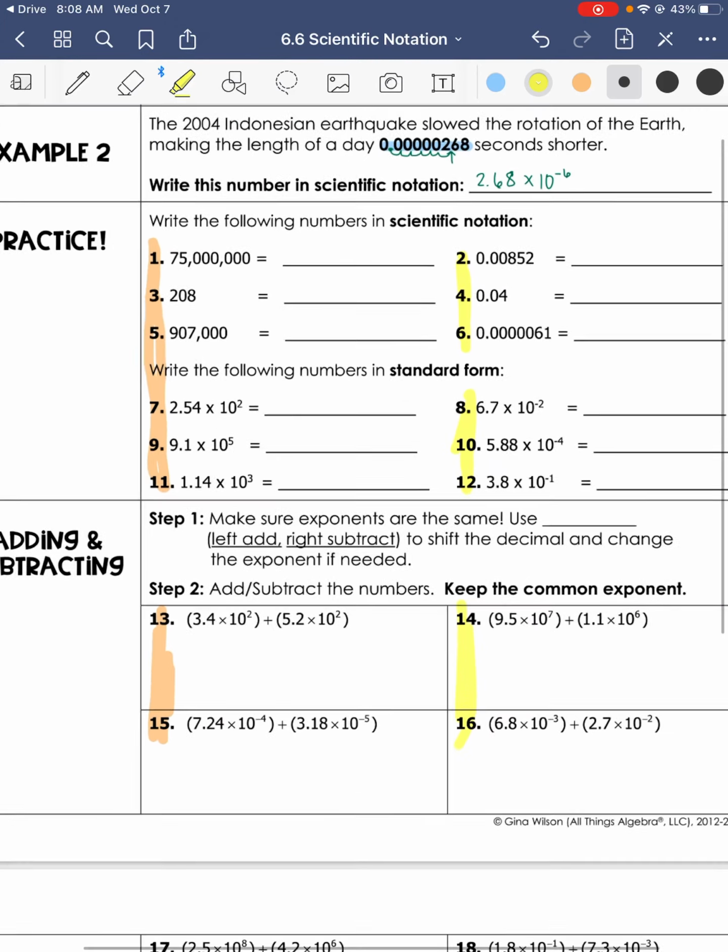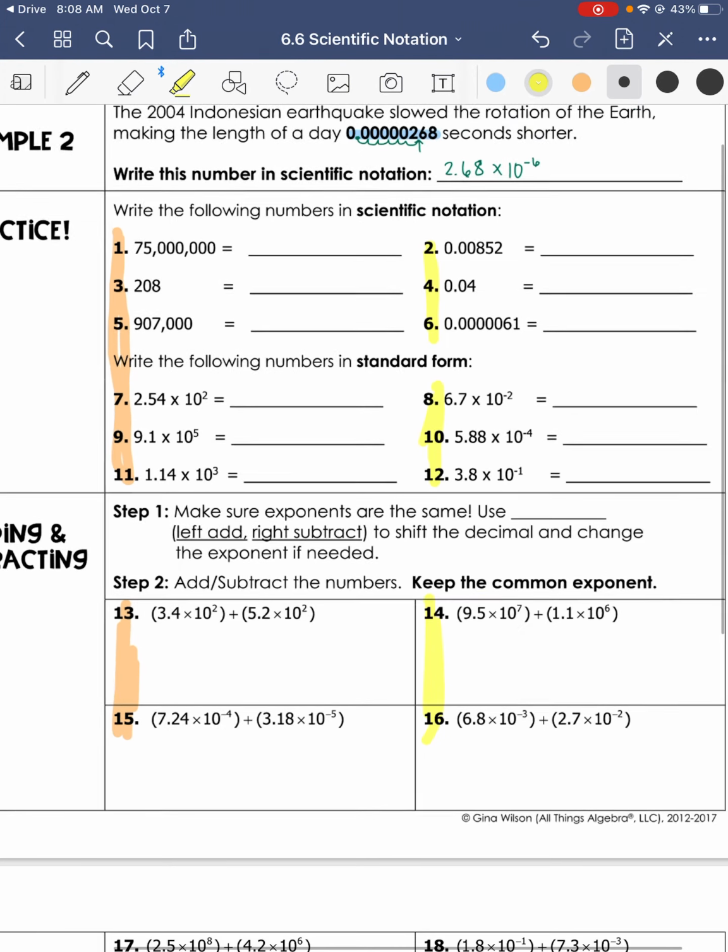Okay, so let's take a look at adding and subtracting numbers in scientific notation. We talked about this acronym yesterday, the LARS. So this is where this comes in. We have step number 1 here, make sure exponents are the same. When you're adding and subtracting, the exponents have to be the same. So you might have to change the exponents on one of your numbers so that it matches the other one. And we're going to use this acronym LARS. Just a reminder, that means left add, right subtract.